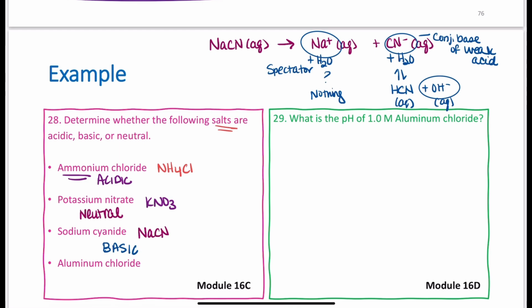The last example we have here is aluminum chloride. You need to recognize aluminum chloride, AlCl3. This gives me Al3 plus ions and Cl minus ions, three of them, in solution. The chloride is a spectator. And the aluminum is not. This compound is a Lewis acid.